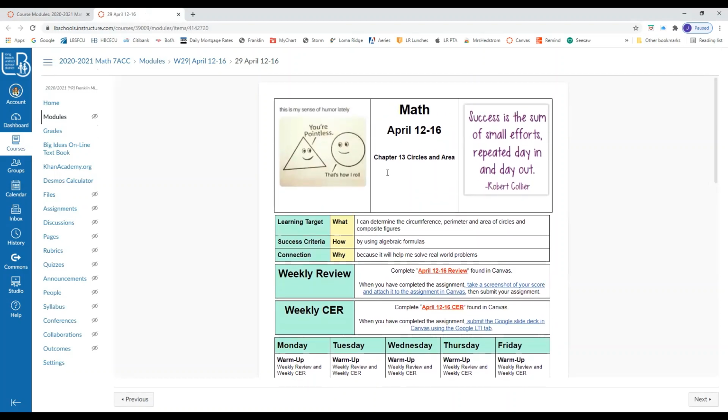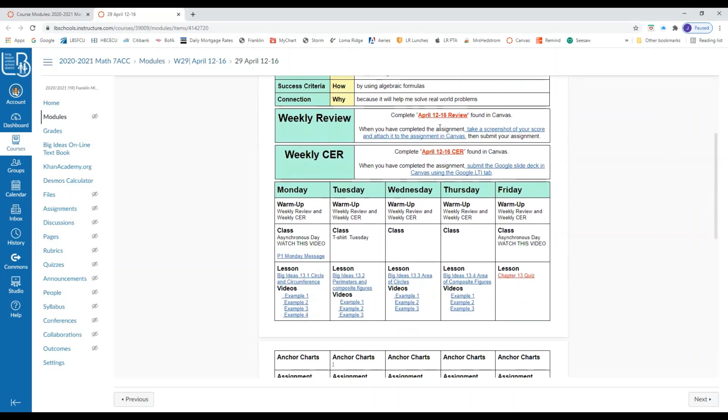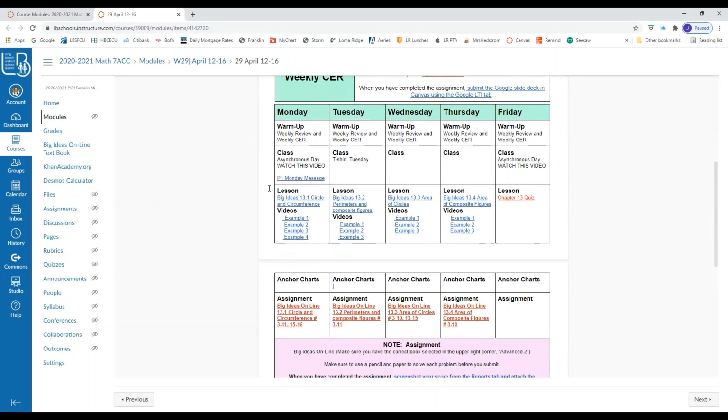So for my Math 7 guys, we are in chapter 13, circles and area. If you are in Math 8, this is not in your textbook, but you do have access to it through your online textbook. It's in the Advanced 2 textbook. We have our review and our CER. If you choose, you can watch the Monday message today. If not, we will watch it tomorrow.